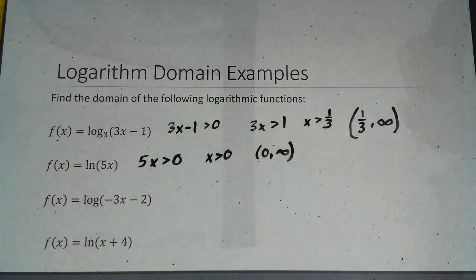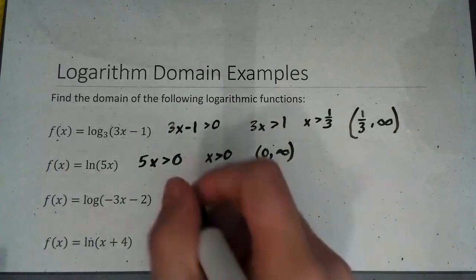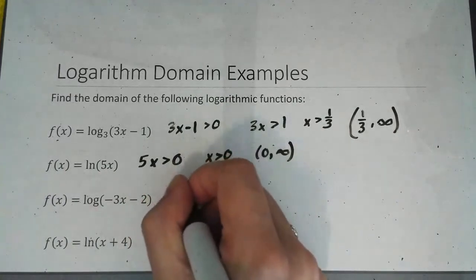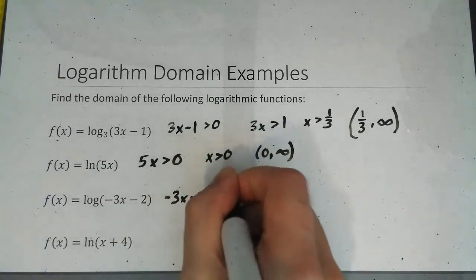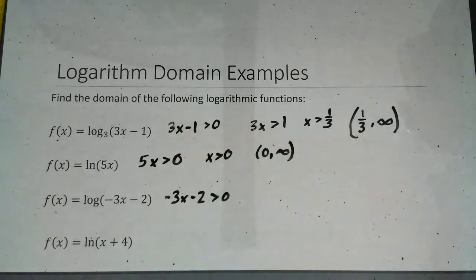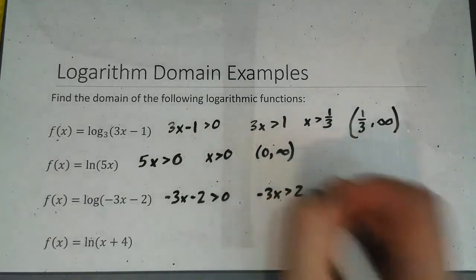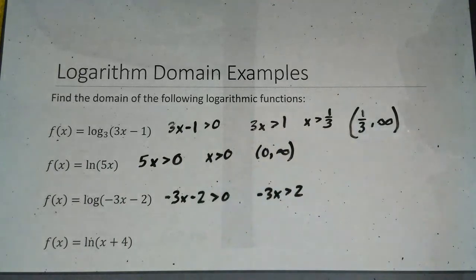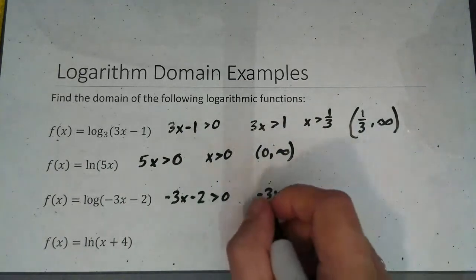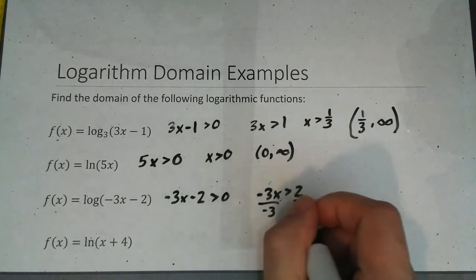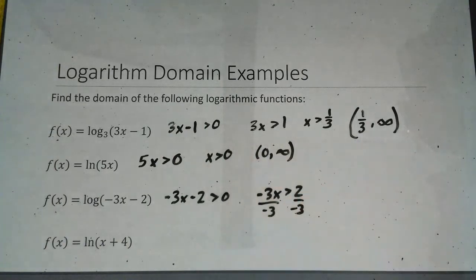Next one's trying to be tricky. We're looking at the log of negative 3x minus 2. I still need that argument to be positive. So negative 3x minus 2 has to be greater than 0. We can add the 2 over, so we have negative 3x is greater than 2. To get the x alone, I divide both sides by negative 3. And you should have warning bells going off in your head. Something special is happening.